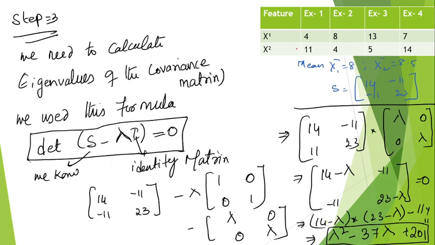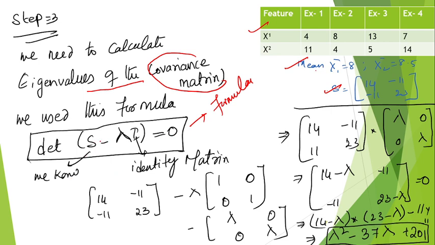Now we have calculated your data set, we have calculated the mean, we have calculated the covariance. Now step 3, what is step 3? We have done step 1, step 2, and step 3 is to calculate eigenvalues for the covariance matrix. The covariance matrix is this one. We have to calculate the eigenvalues. What is the formula for it? Determinant of S minus lambda I is equal to 0. Please do remember, this is the formula.